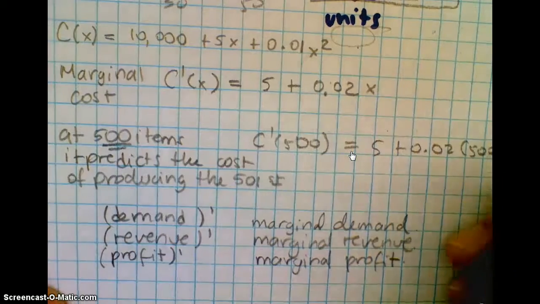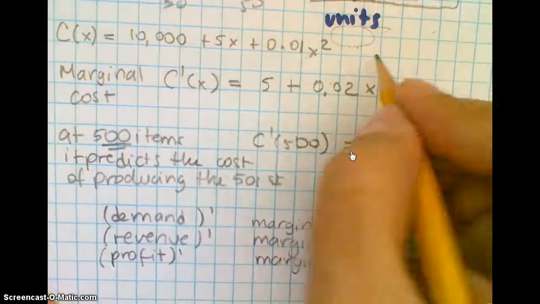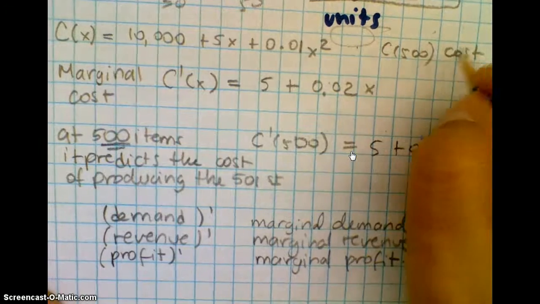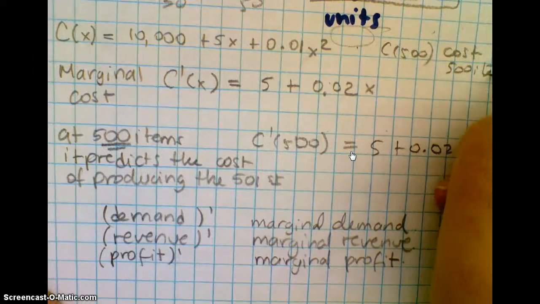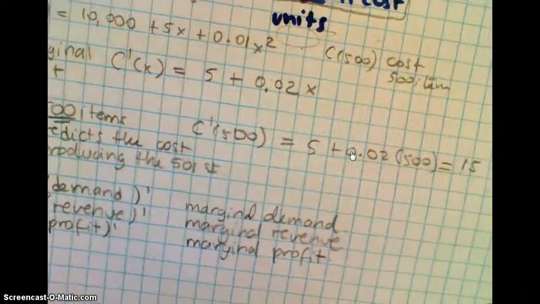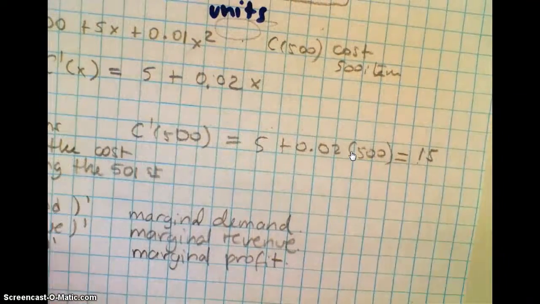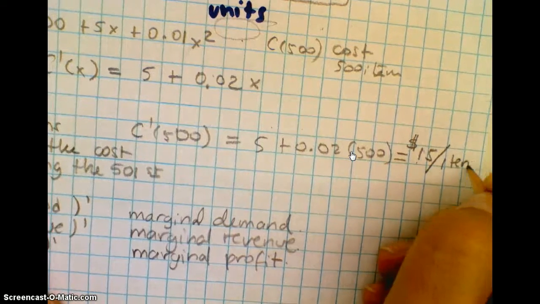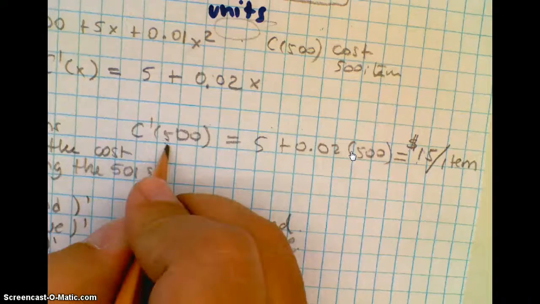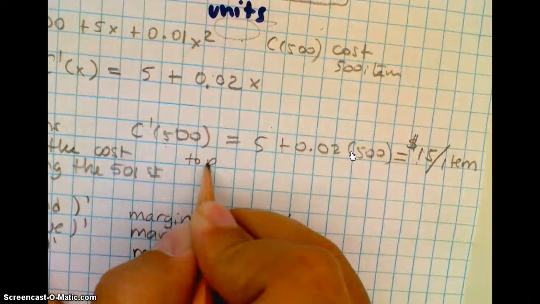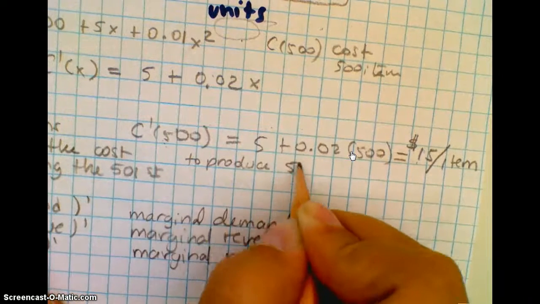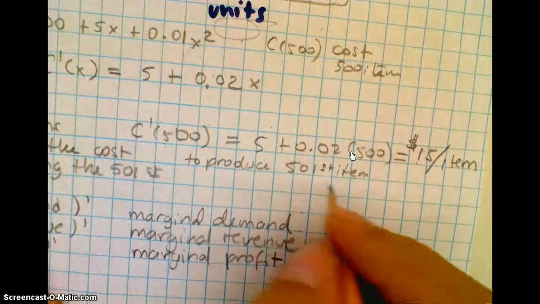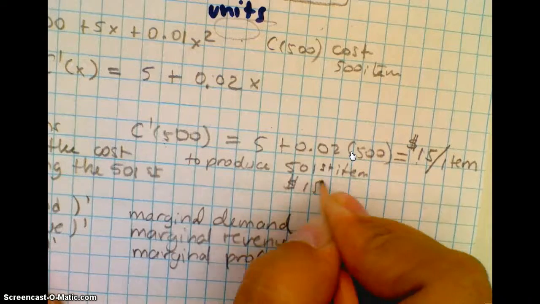Now, remember what the units were. I'm not finding C of 500. C of 500 would be the total cost of making 500 items. But that's not what this is. This 15 is not the cost of producing 500. This is $15 per item. What this 15 means for 500 is that to produce one more, meaning the 501st item, one more after the 500, it will cost $15 more.